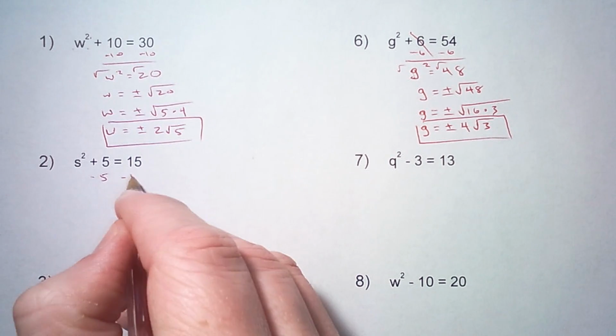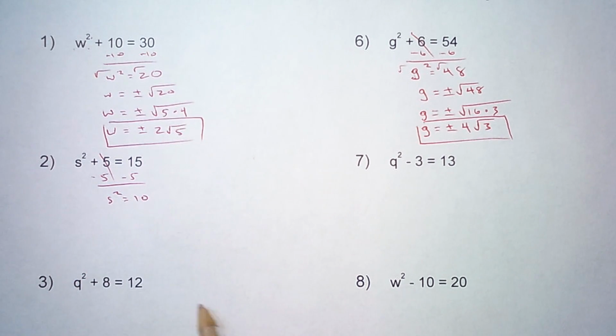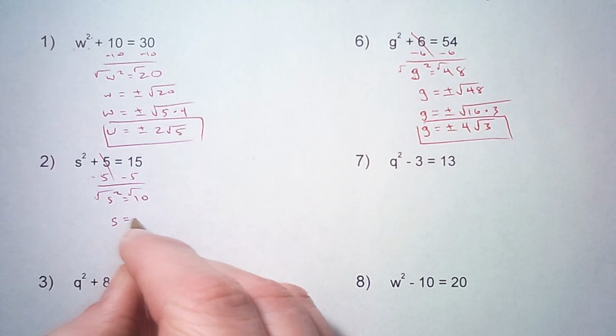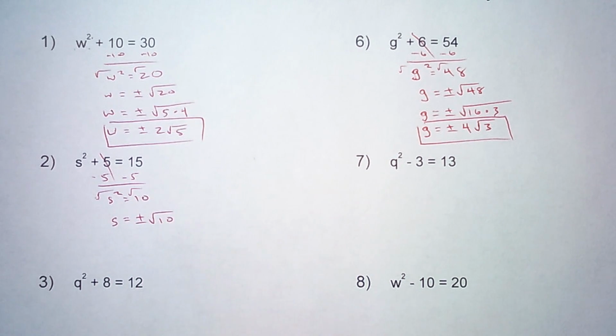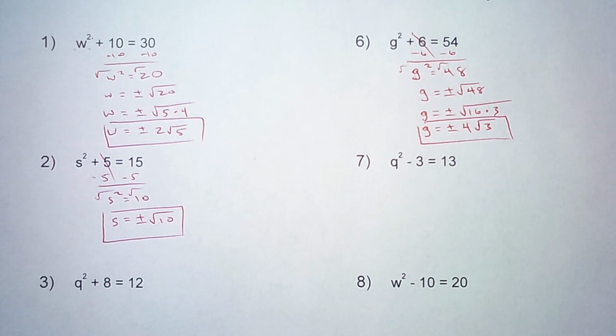Here we will subtract 5, so we get s squared equals 10. The square root on both sides, we get s equals plus or minus the square root of 10. Now 10 is 5 times 2. Neither of those will be square numbers, so the square root of 10 cannot be simplified.